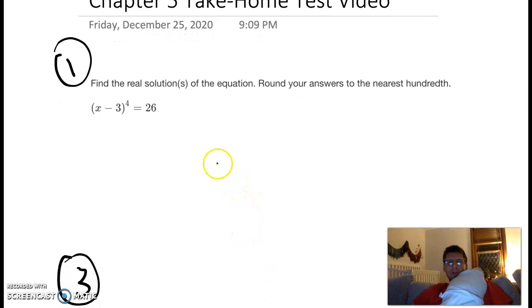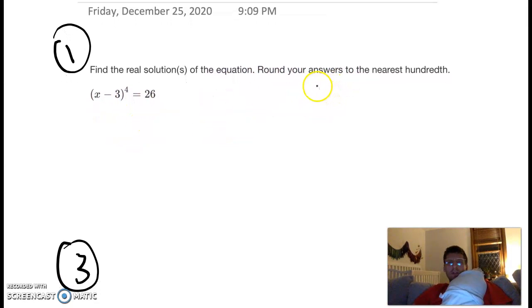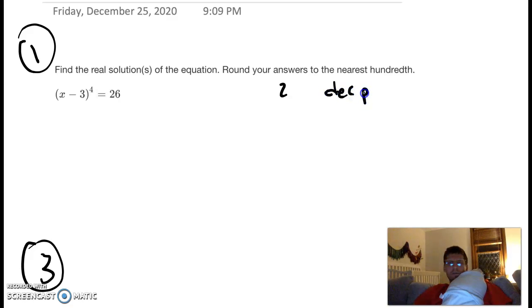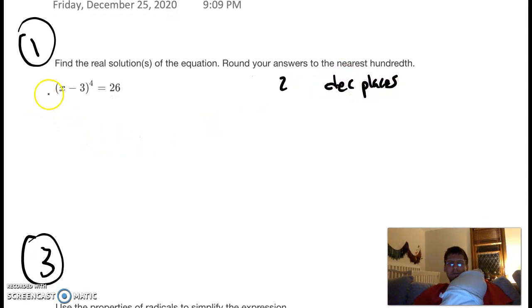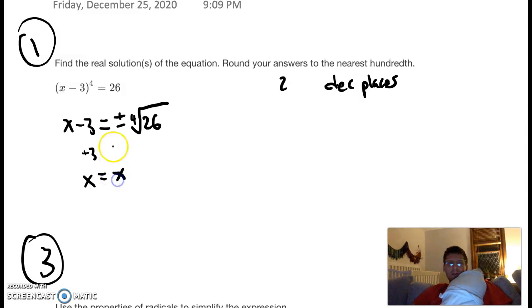Find the real solutions of the equation. In this one it says round your answers to the nearest hundredth, which is 2 decimal places. I would have to take the 4th root of both sides. Because I'm taking the 4th root, anytime I take an even root, I need to consider the positive and negative. So when I add 3 to both sides, I would get 3 plus or minus the 4th root of 26 to 2 decimal places.